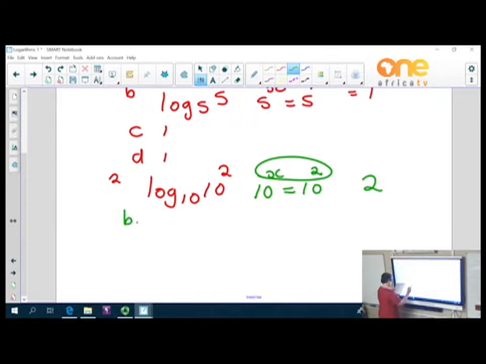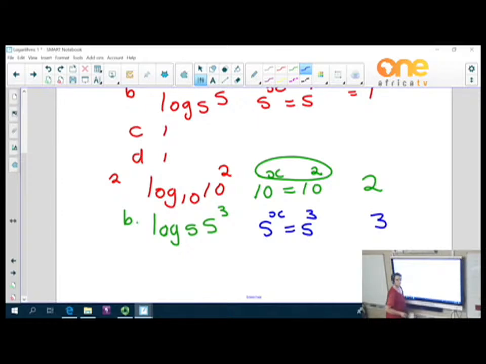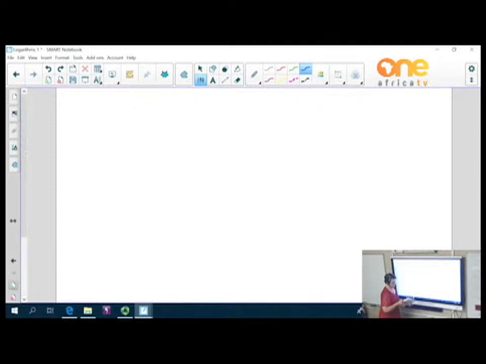Let's look at another one there. Log 5 of 5 to the power of 3. Rewriting it in index notation. So 5 to the power of what is 5 to the power of 3. And my answer will be 3. So number C is then 6, and number D is -3. So I can just use that power there.